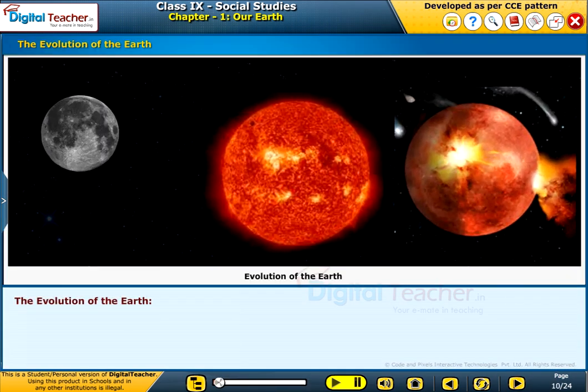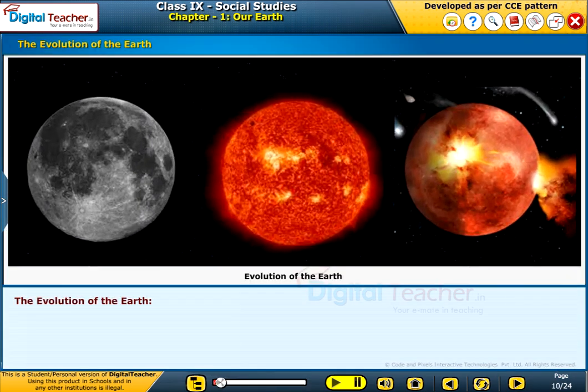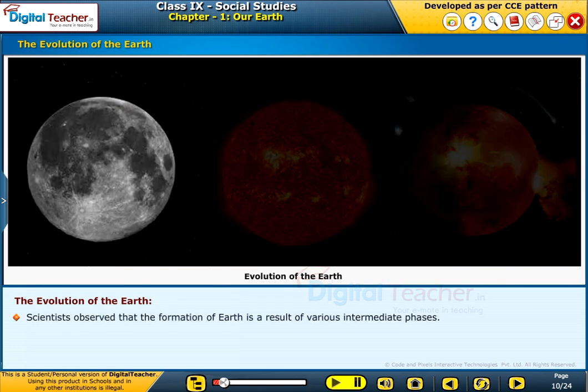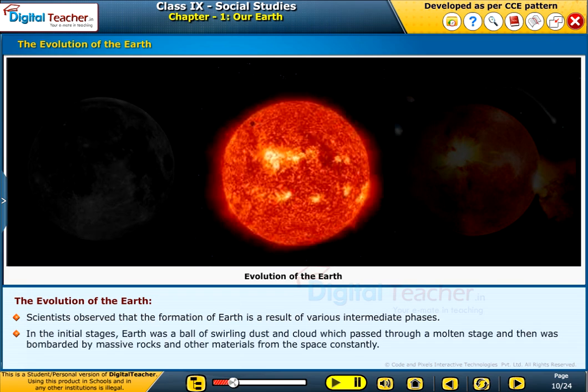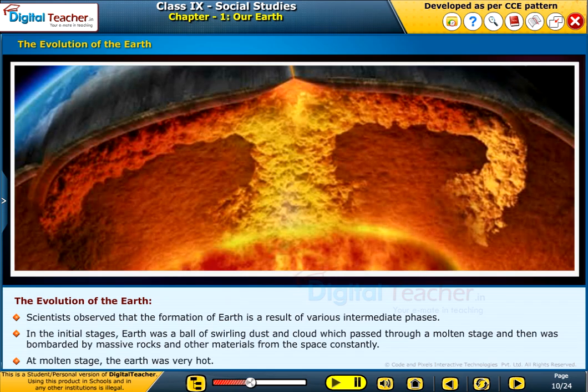Now, let us learn about the evolution of our planet Earth. Scientists observed that the formation of Earth is a result of various intermediate phases. In the initial stages, Earth was a ball of swirling dust and cloud which passed through a molten stage and then was constantly bombarded by massive rocks and other materials from space. At the molten stage, the Earth was very hot.